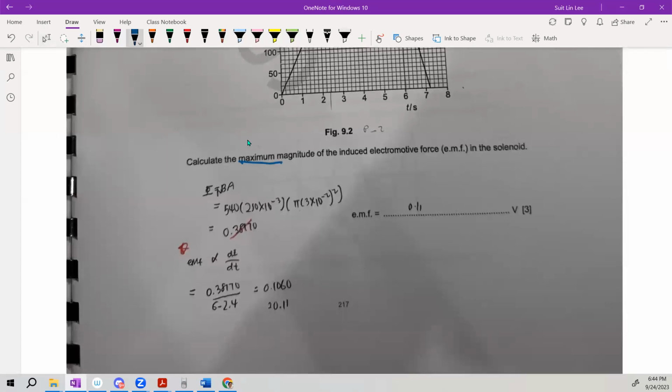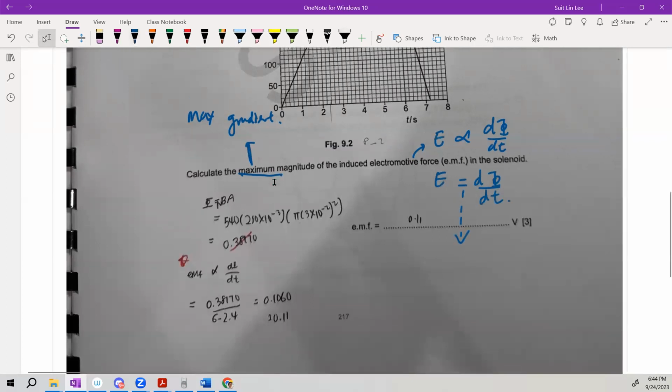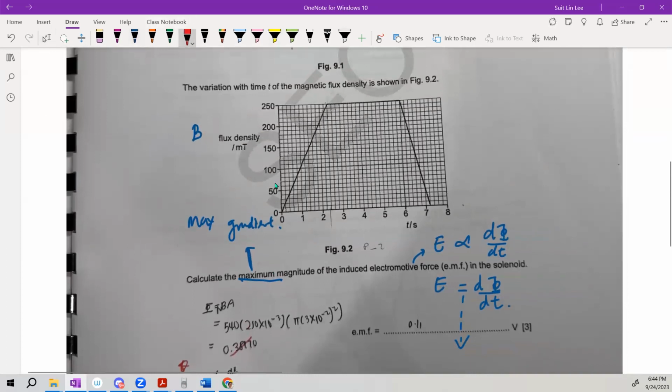So if I want to find the maximum induced EMF, I'm going to use the maximum gradient, because induced EMF is proportional to d flux/dt. That means induced EMF is equal, it's not just proportional, it's also equal to d flux/dt. The proportionality constant is 1 for this case, and for all your cases in your syllabus. So I need to find the greatest d flux/dt. So where is the maximum gradient? Here, right?